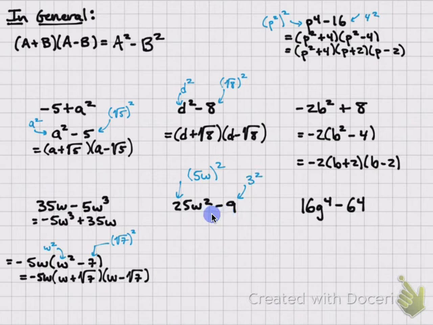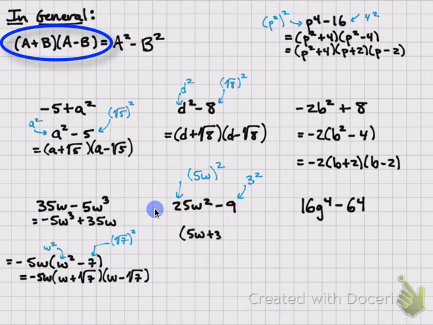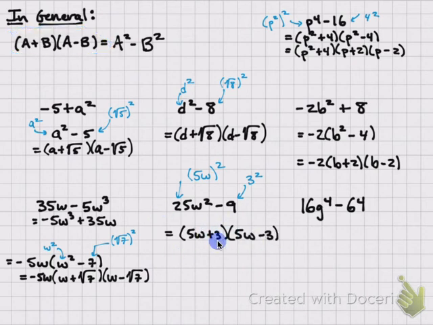So I think that this guy can be factored as 5w plus 3 times 5w minus 3. And you can always multiply this out in order to confirm that this is the product you would get. Maybe you can do it mentally, maybe you have to actually write it out, but alas, always a good idea.